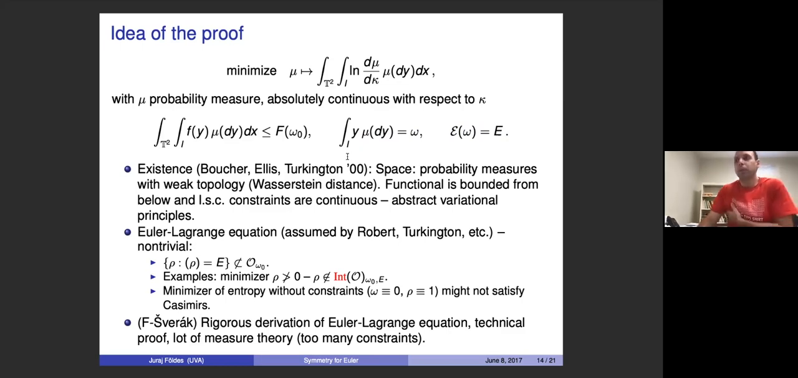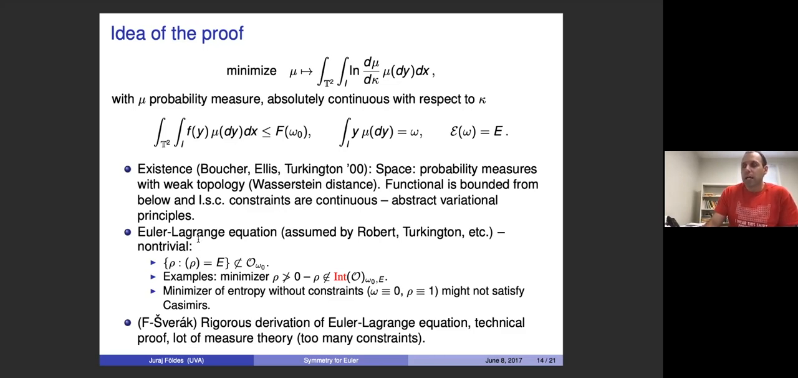First of all, it was proved already by Boucher, Ellis, and Turkington for general measures that if you choose the space as a space of probability measures with the weak star topology, or weak topology, or the Wasserstein distance, then this functional is going to be bounded from below and lower semi-continuous, and the constraints are continuous. So that really means that from abstract variational problems, you can get that there exists a minimizer.